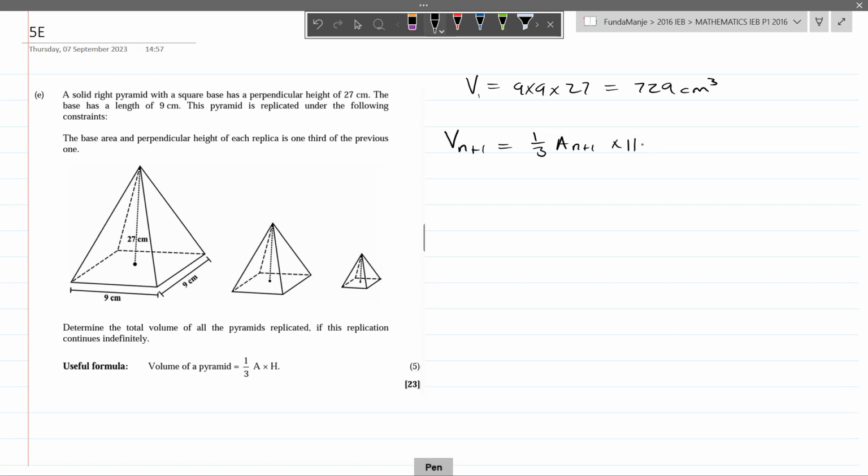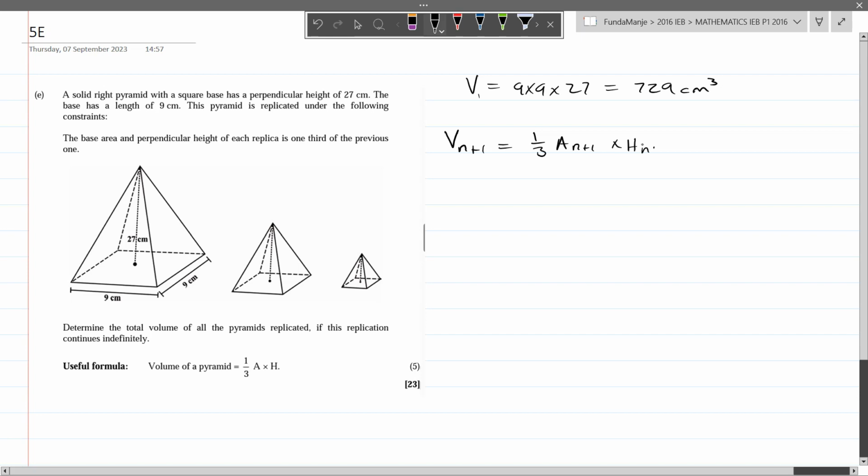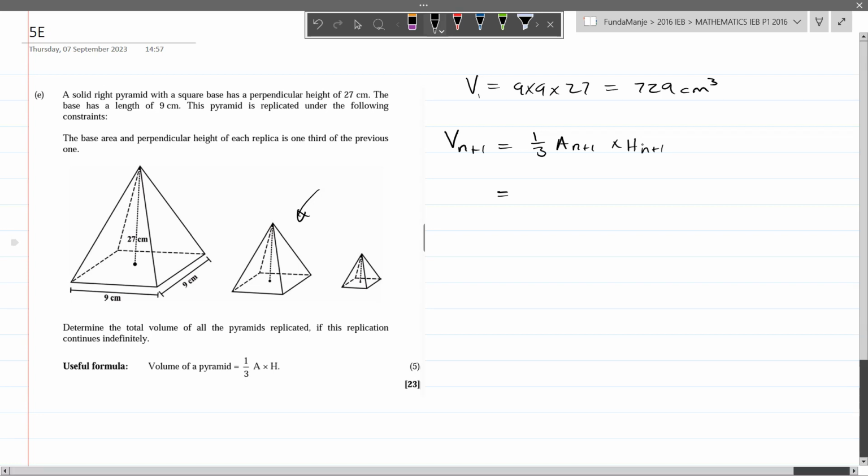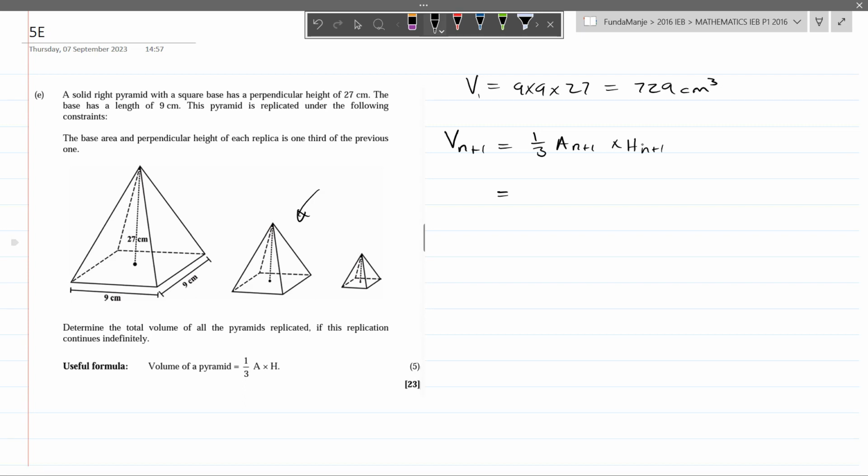So let's use capital letter H for the height of the new one. This is for the second one. Let's say we're talking about the second one. We don't really know what the lengths of these are as of yet, but we are told that in getting the new replica, we are dividing the area and the height by 3 respectively for each.